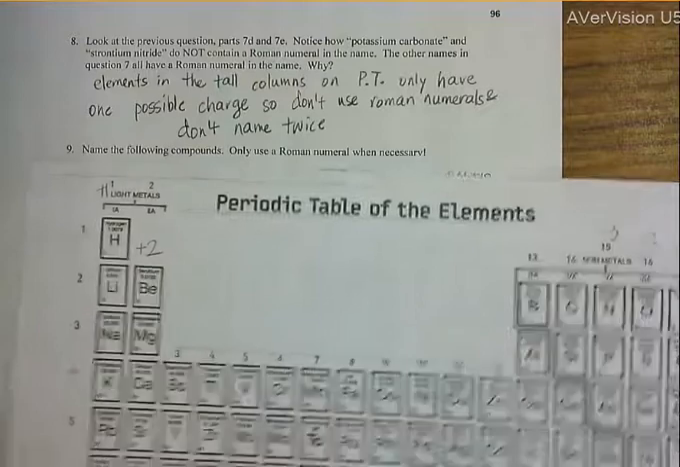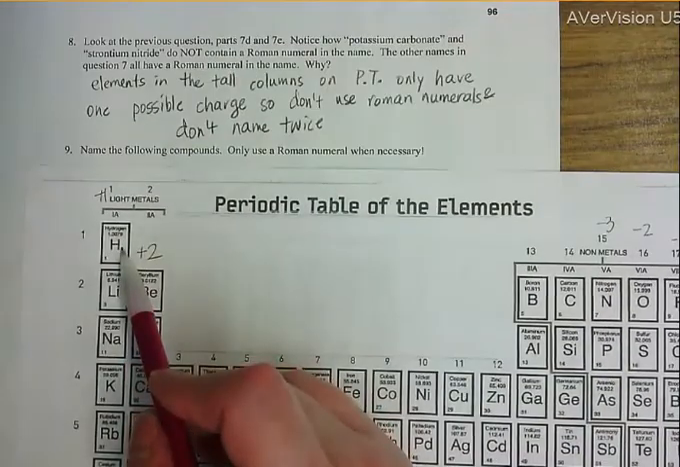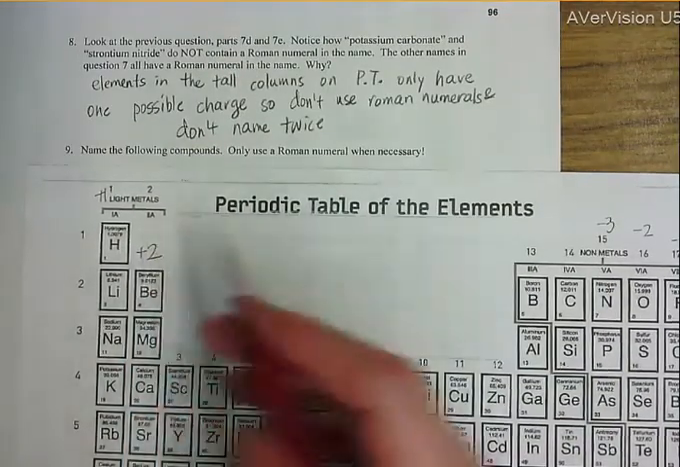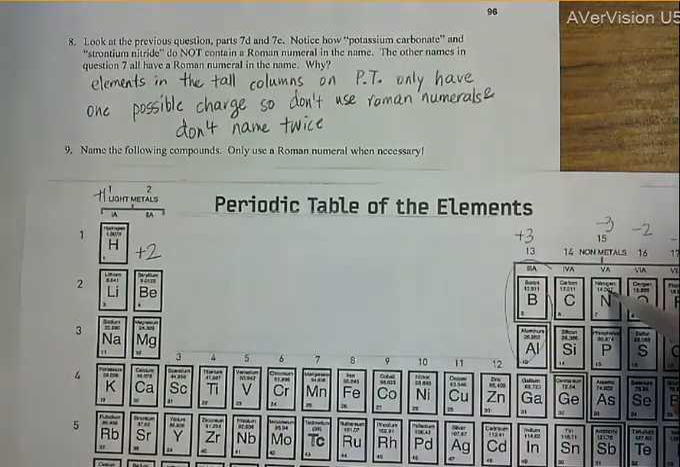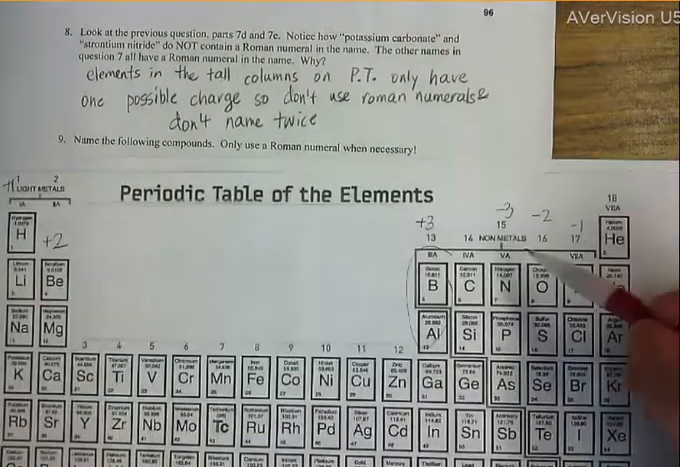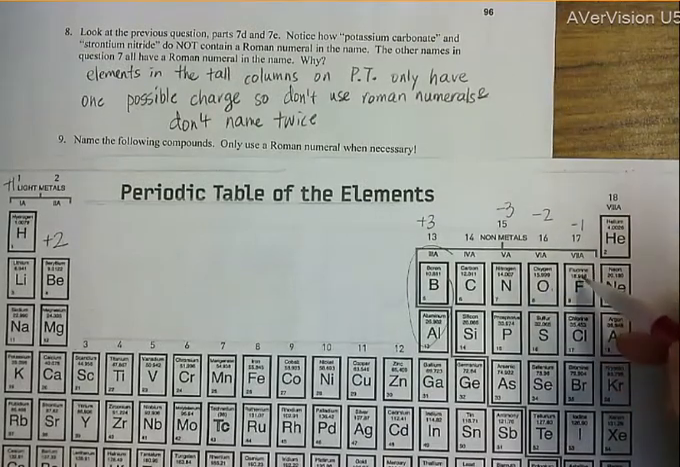So again, remember, tall columns: group 1A has a charge of +1, 2A +2, 3A, which is pretty much these two, has a charge of +3, 5A -3, 6A -2, 7A -1.